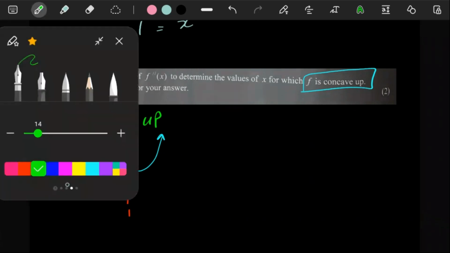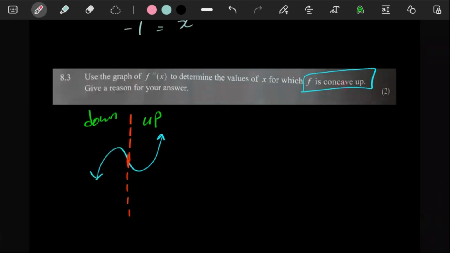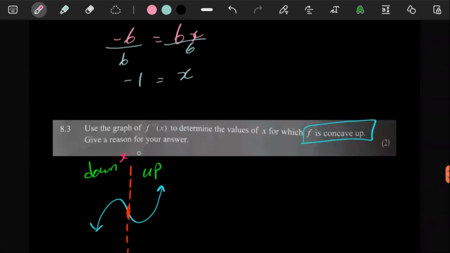Now, with that being said, if they're asking us where is the graph concaved up, give a reason for your answer. Well, remember the x value here of the point of inflection is where x is equal to -1. So towards the right of -1, that's where it's concaved upwards. So we can say here x is bigger than -1. That's where it is concaved upwards.